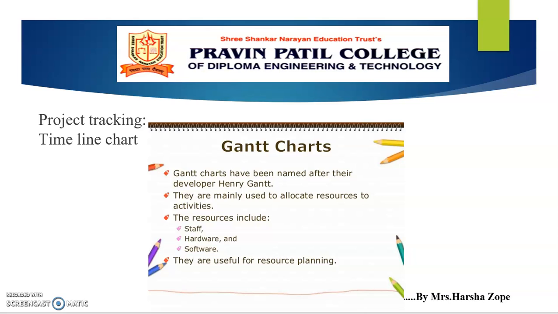Next we'll see the timeline chart. It is also called a Gantt chart. Gantt charts have been named after their developer Henry Gantt. They are mainly used to allocate resources to activities. The resources include staff, hardware and software. They are useful for resource planning.